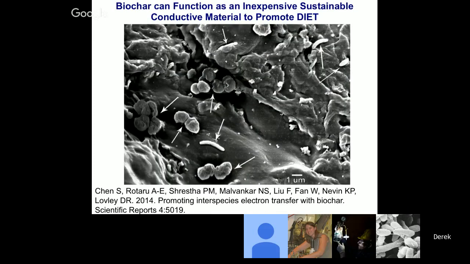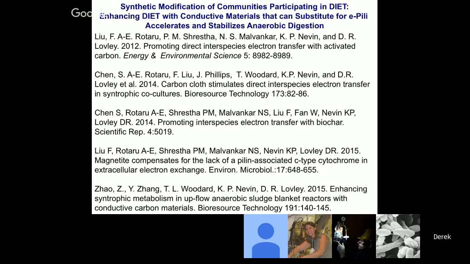And a variety of materials work similarly with similar effectiveness. So, for example, there's a lot of interest in biochar as a renewable material, and it's also electrically conductive. And what I'm showing here is Geobacter, and in this case, Methanosarcina, plugged into the biochar, directly exchanging electrons through that conductive material. And we've identified a variety of different materials and different strategies for using those materials in anaerobic digesters to help speed up or stabilize that process.